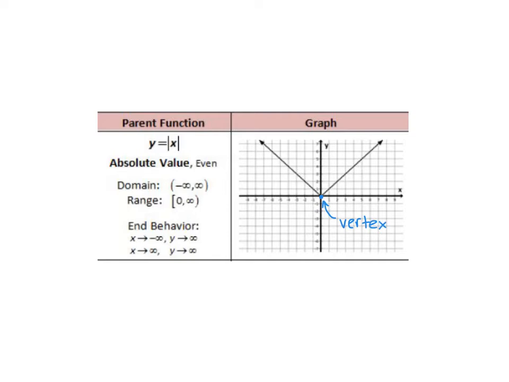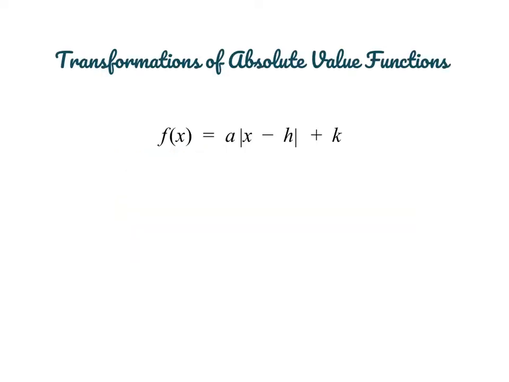And again, this is our parent function. This is our starting place, and then we can use transformations to help us graph accordingly when our equation changes. To graph absolute value functions using transformations, we just need to understand 3 different things that may happen, or 4 different things actually. We have these, and there's one extra that we will add as well.